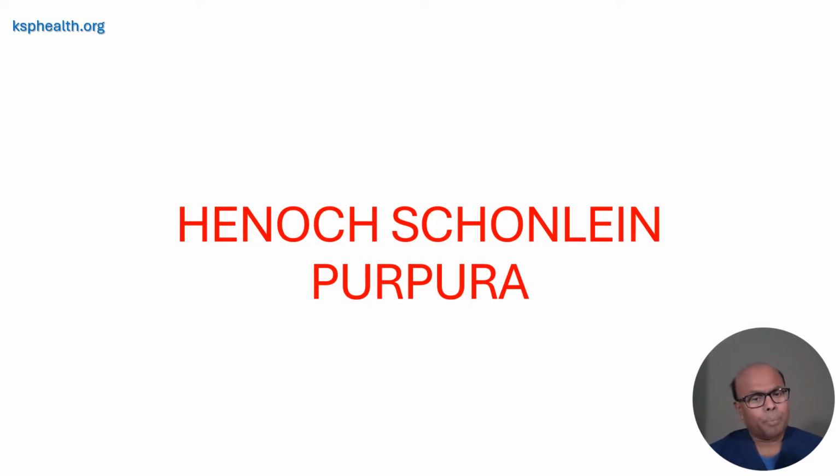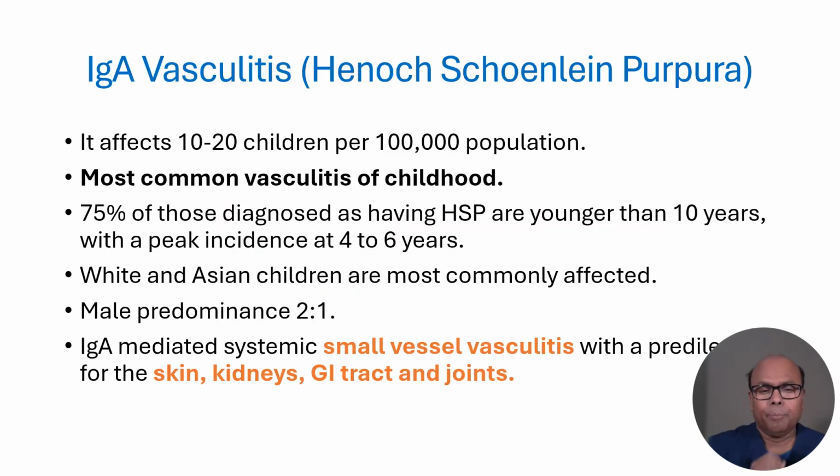The third topic is Henoch-Schönlein Purpura. IgA vasculitis is often called Henoch-Schönlein Purpura. It affects 10 to 20 children per 100,000 population. It is the most common vasculitis of childhood. 75% of those diagnosed as having HSP are younger than 10 years. Peak incidence happens between 4 to 6 years.